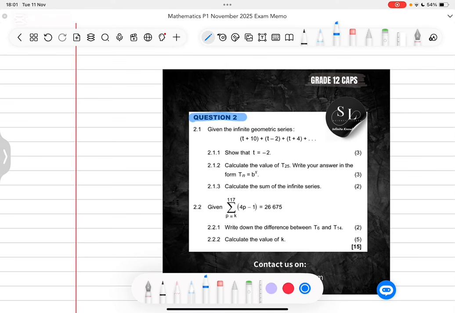Now, looking at question 2, I think it must have been exciting to come across this type of question, because it's straightforward, really. They didn't do a lot of tricky things this time around.